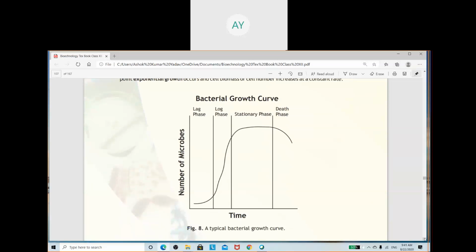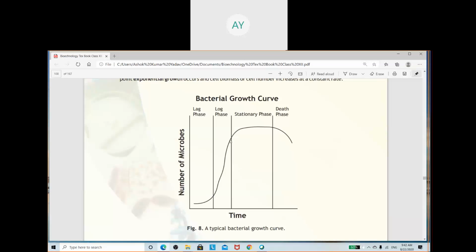Just see, this is the growth of a bacterial culture. In the x-axis there is time, in the y-axis the number of microbes. From the beginning, initially the bacteria are in their initial stage, that is the lag phase. There is no active phase. Although growth occurs, the growth of the bacteria is very little. If you observe the log phase, the growth rate is very high.